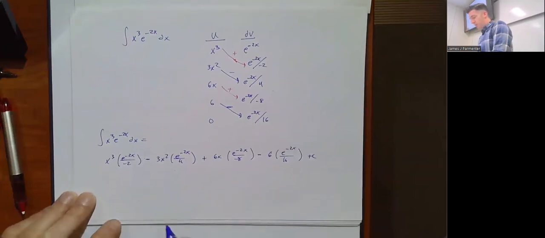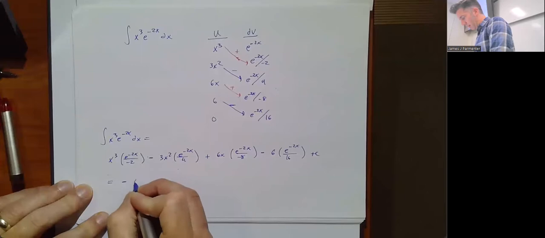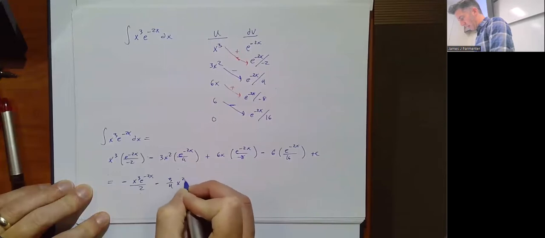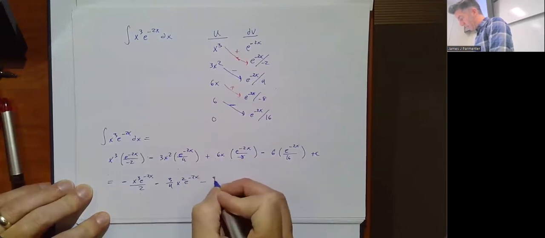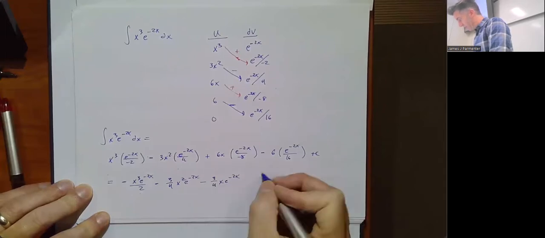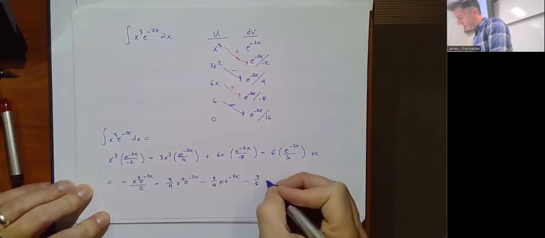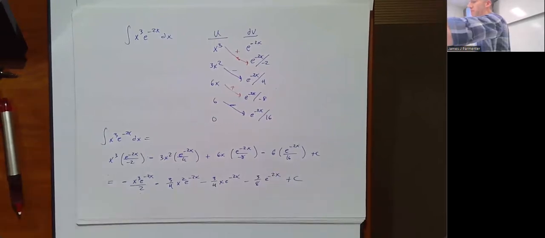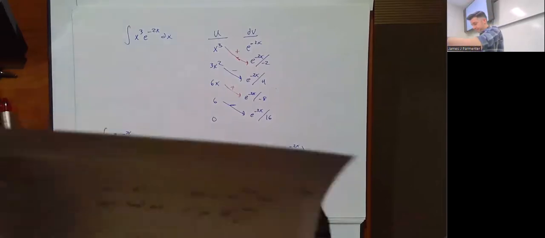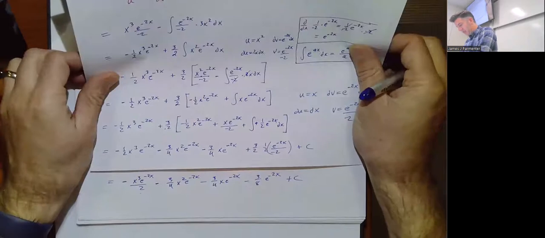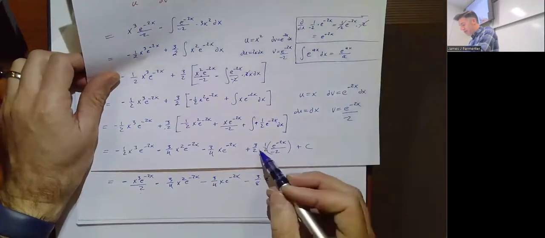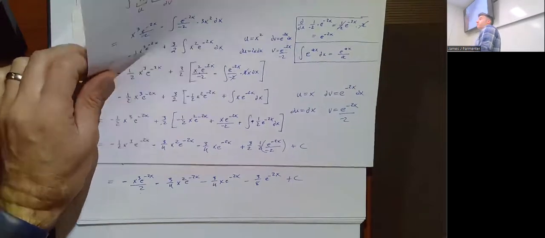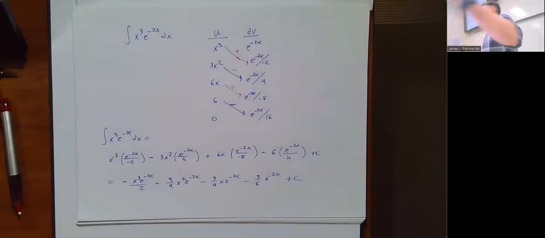Not that that really matters, but if we simplify this, we get negative x cubed e to the negative 2x over 2, minus 3/4 x squared e to the negative 2x, minus 3/4 x e to the negative 2x, minus 3/8, yeah, I can say eighths, sure, e to the negative 2x plus c. Which, if we look back at our previous work, it's the same. 3/2 times 1/2 times negative 1/2 is negative 3/8. So totally works. Kind of cool. It's a useful thing to know.